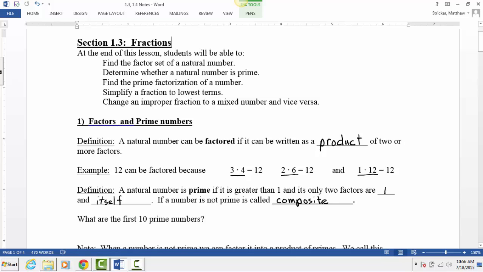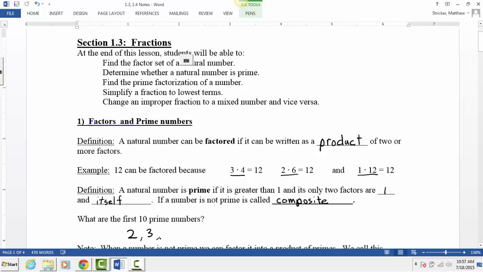Okay, so let's go ahead and look at what the first 10 prime numbers are. We said a number is prime if it's greater than 1 and its only two factors are 1 and itself. So we have to start out with numbers bigger than 1. The next number after 1 is 2. 2 is a prime number because its only factors are 1 and itself, 2. Same goes with 3.